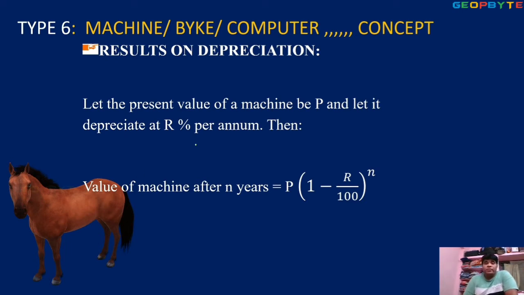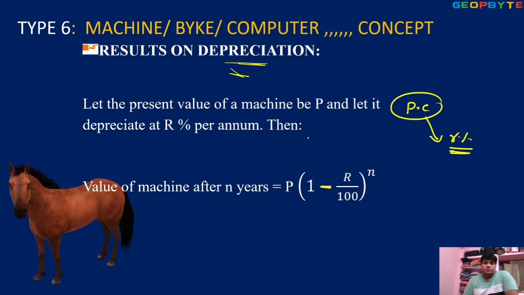Machine, bike, computer concept, resulting in depreciation. In type 5, when the population increases, that's a plus symbol. In depreciation, we use a minus symbol here. So the present cost is given. Next year it decreases by some percentage. So what is the cost after 1 year? What is the cost after 2 years? What is the cost after 3 years? What was the cost 2 years ago?